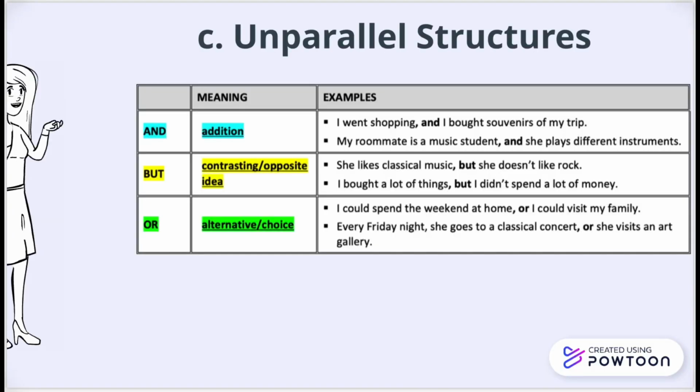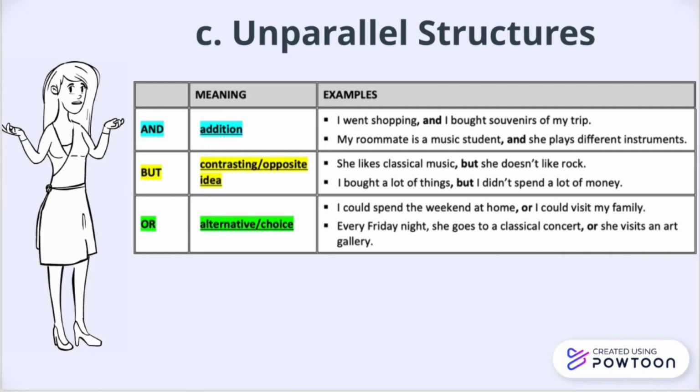The third common mistake students make is using unparalleled structures. Each item in a list should follow the same grammatical pattern. This is called parallelism. When you list items or ideas with and, but, or, each item in your sentence should have the same grammatical pattern. If, for example, the first item in your list is a noun, you should write the following items as nouns. If the first item in your list is an adjective, you should also write the following items as adjectives.